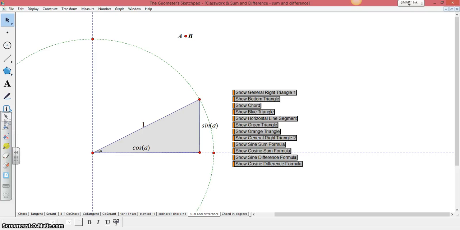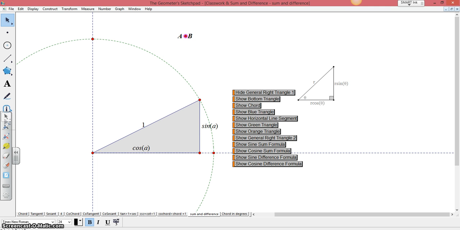We know that a right triangle with hypotenuse 1 and angle alpha has legs of sine alpha and cosine alpha. We are then going to show you the general right triangle with hypotenuse r, such that the legs are r sine theta and r cosine theta, because each leg is scaled by a factor of the hypotenuse.